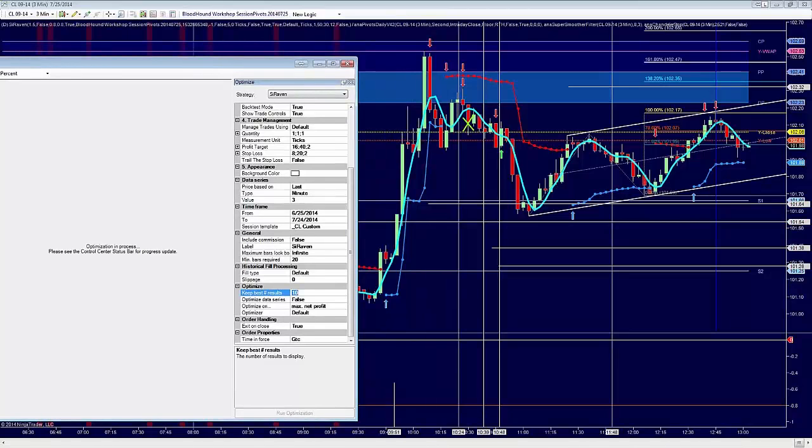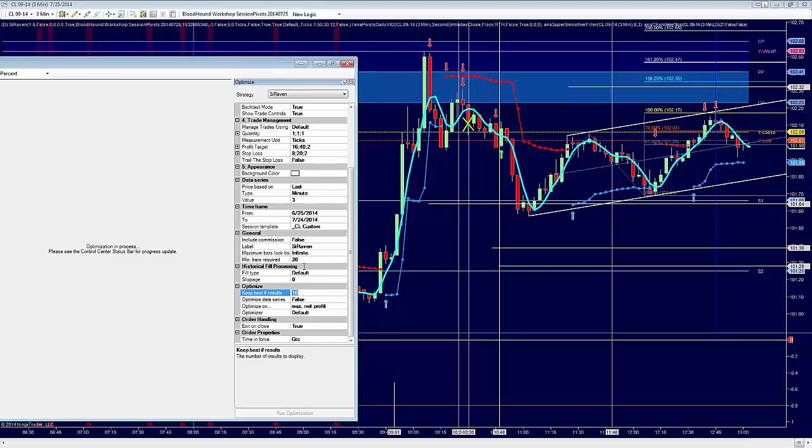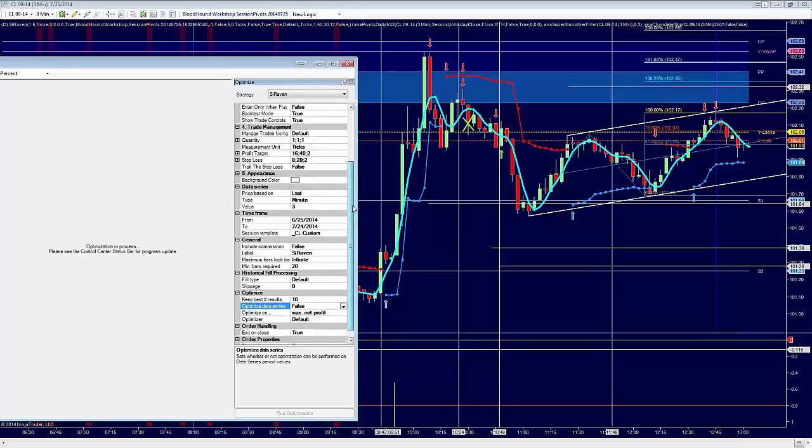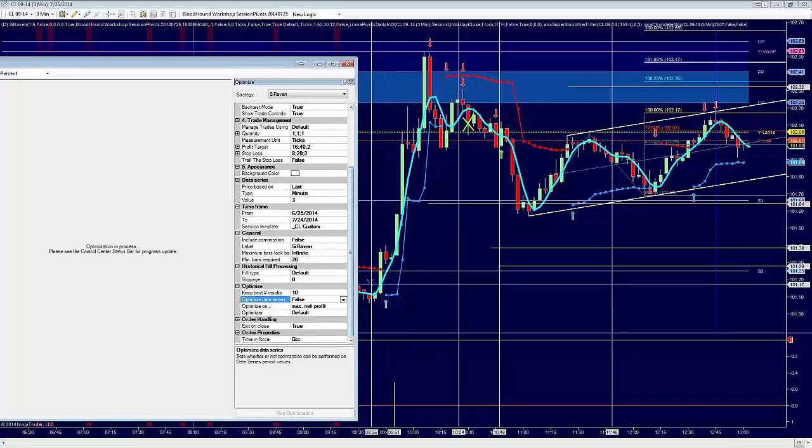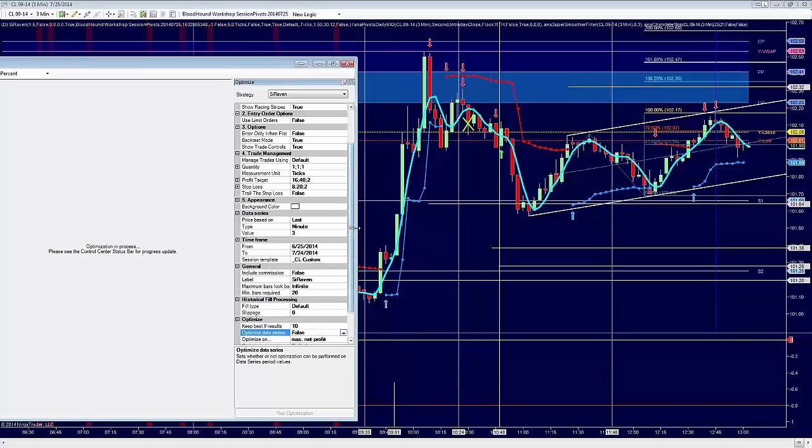That's the optimization for the profit target and stop loss, and that's really the most optimizing we can do. We can also optimize the data series. So we could turn this to true. I can't do that while it's running, it would probably jack it up. But we could optimize the data series, say, use a 1-minute chart, then a 2-minute, then a 3-minute, then a 4-minute, then a 5-minute, then a 10-minute, and see which gives us the best results.